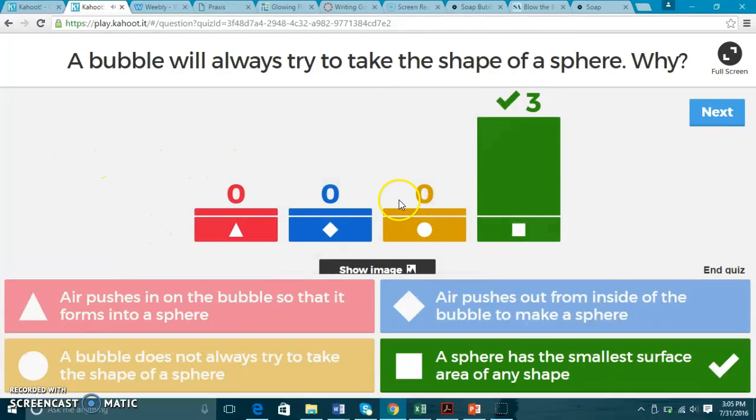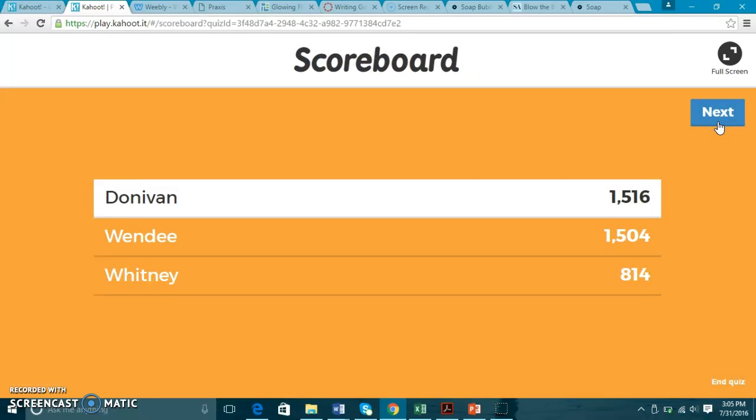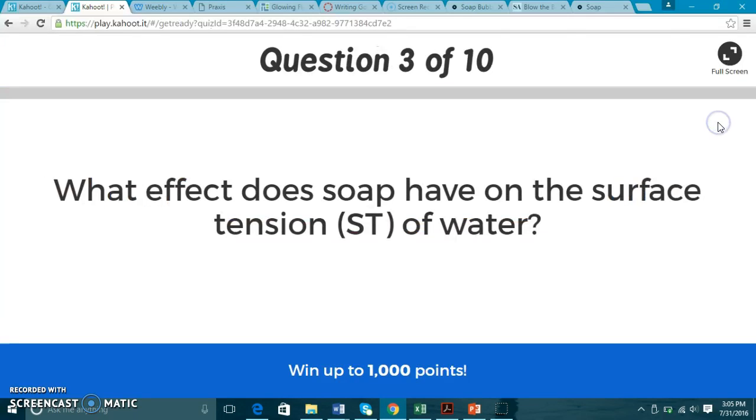Okay, I went ahead and told everyone to push green because it's the correct answer, so you can see the check mark, and all 3 of us got it right. So we'll see the leaderboard now. Donovan's still in first, then Wendy, and there's me still at the bottom. Let's move on. Question 3.